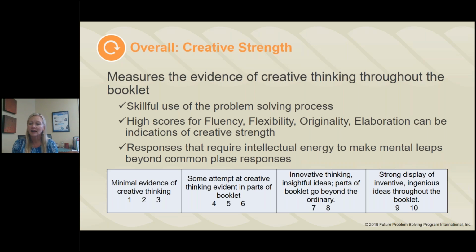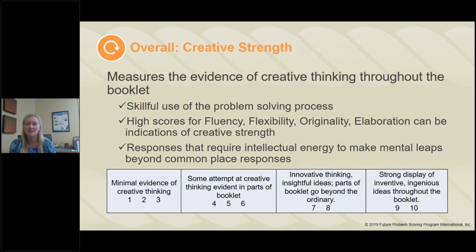So the highest scores of 9 and 10 are where we see the strong display of inventive ideas throughout the whole booklet. So we want to be able to see those items in most all steps. If there's innovative thinking and parts of the booklet are going beyond ordinary, that's where they're going to score in the range of 7 and 8. If you're not seeing any evidence at all of critical thinking, that's going to score lower in the 1, 2, and 3.